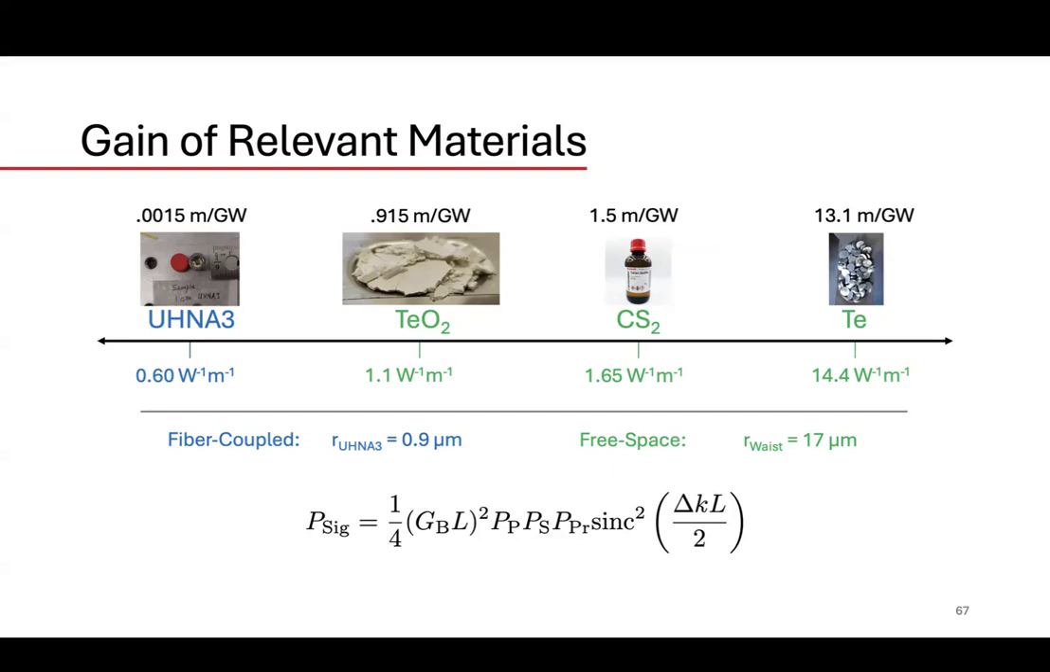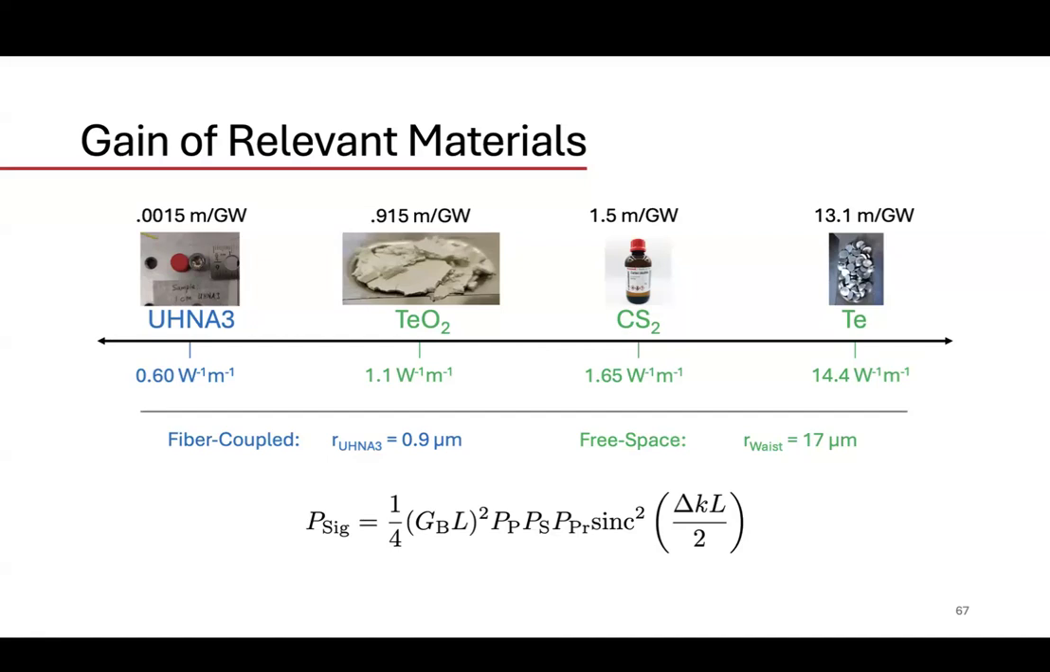So in this spectrum of materials here, we have UHNA3. This is germanium doped optical fiber, so it's a little bit better than typical standard fibers. The effective Brillouin gain given in the middle here is 0.6 per watt per meter. Next we have tellurium dioxide, which is 1.1 per watt per meter. That is the effective Brillouin gain.